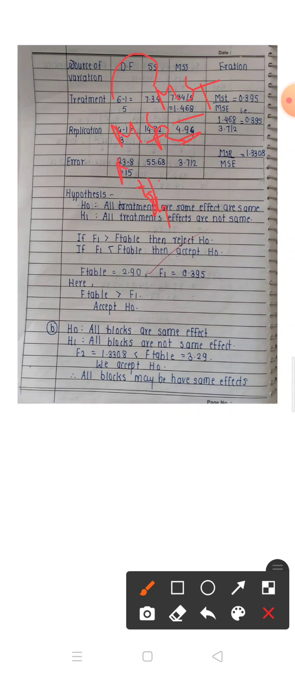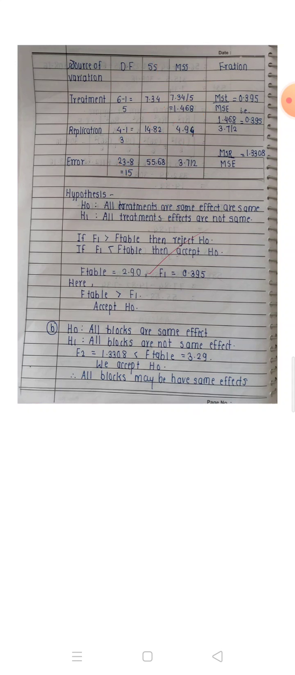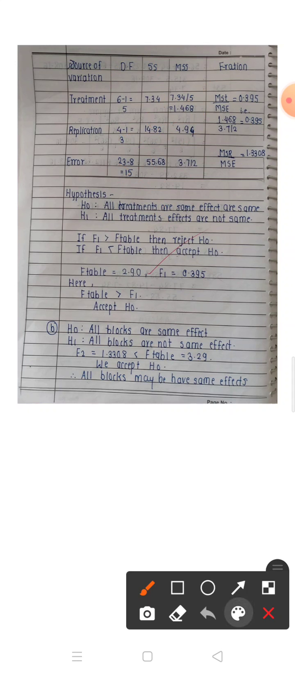And the last, MSE value is 55.68 divided by 15. So the value is 3.712.